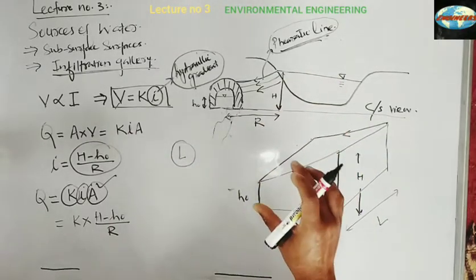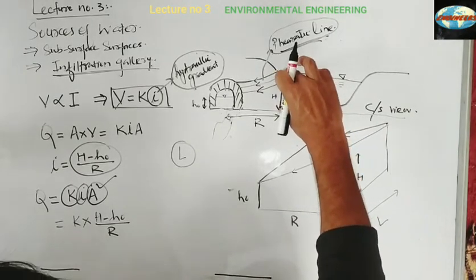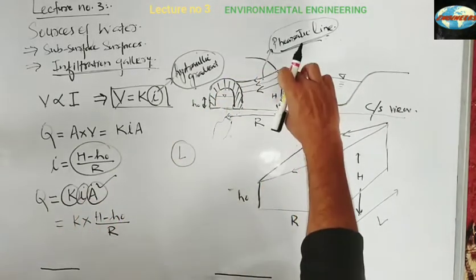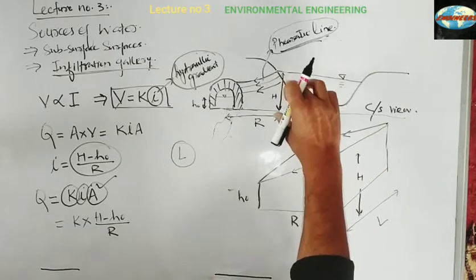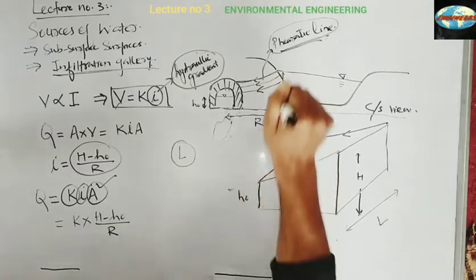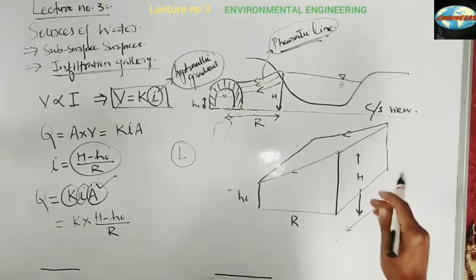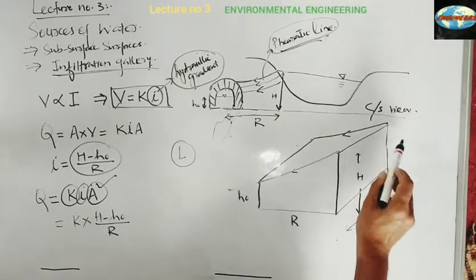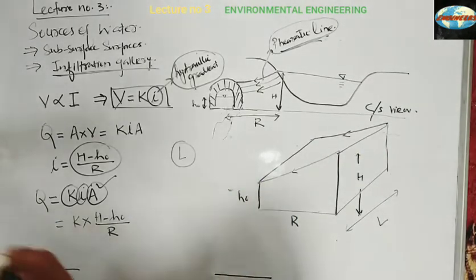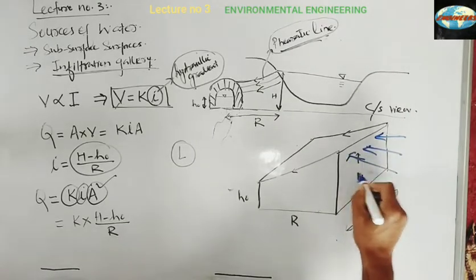For simplification, we take the average area. If we take the area over here, and we take the area over here, then we average it. So what is the area over here through which the flow is occurring? It will obviously be H multiplied by the length of this infiltration gallery. Now the water is seeping through like this. It is seeping like this. Let me show it with some other color. It's seeping like this.